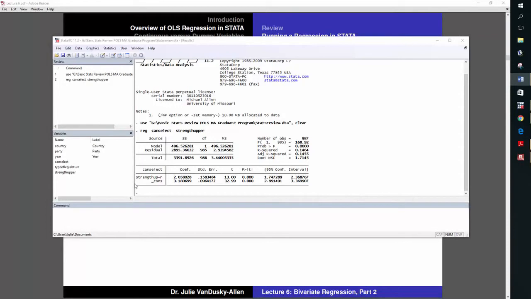The first column here lists the independent variable name and the constant a hat. The second column lists the b hat, or the independent variable here, and the value of a hat here. In this case, b hat is 2.058028 and a hat is 3.180699.